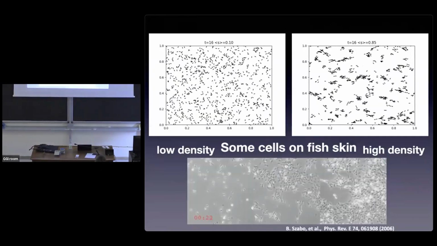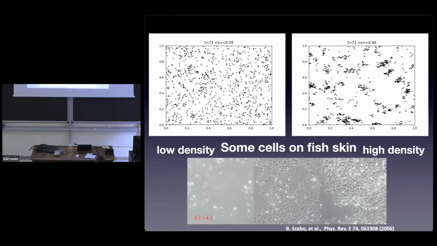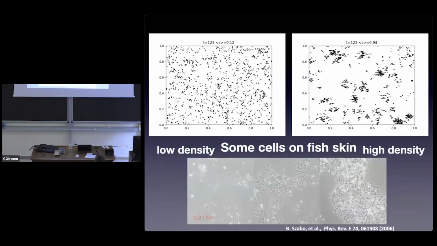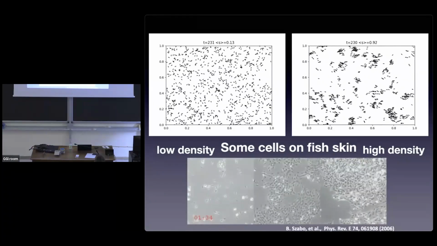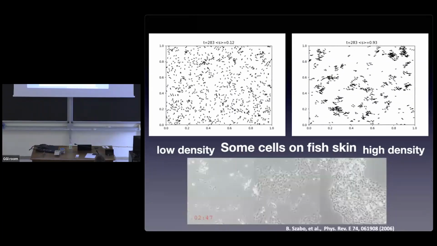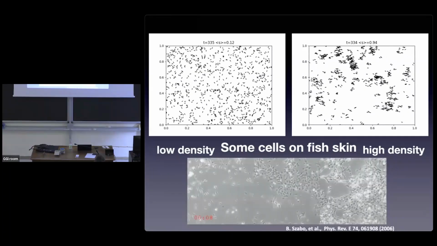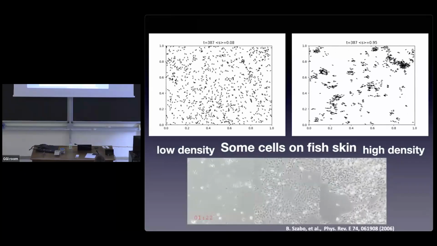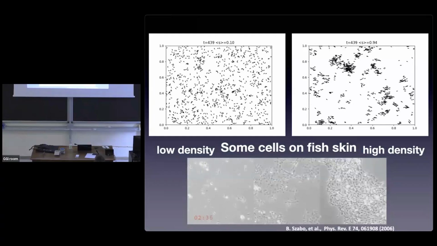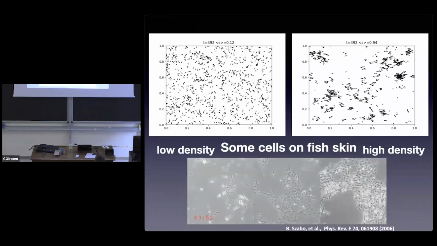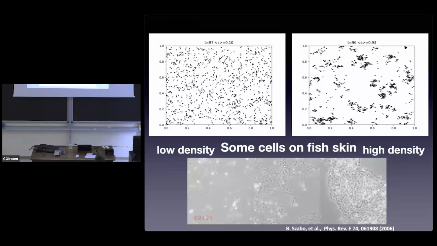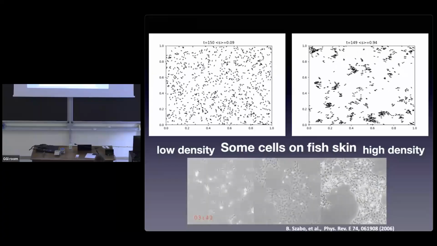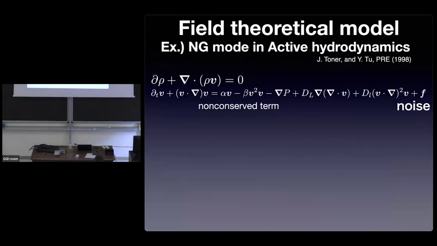The important point is that if you simulate this kind of degrees of freedom, it depends on the parameter. You can see some randomized phase and also some ordered phase. For example, this is some cell on the fish skin. So you can see some randomized phase and ordered phase. This kind of spontaneous symmetry breaking phenomenon occurs in the open system. This is special for that case. So now let's go back to the field theoretical model.